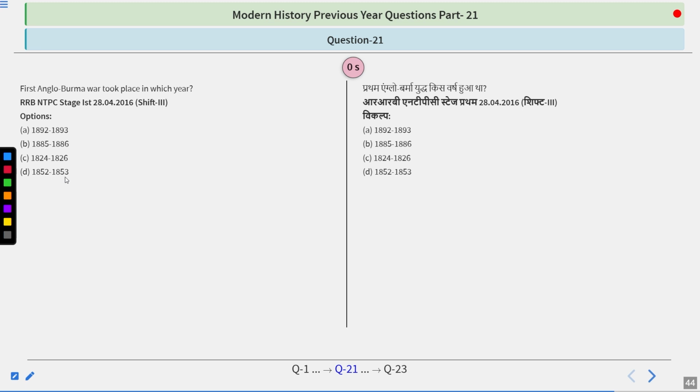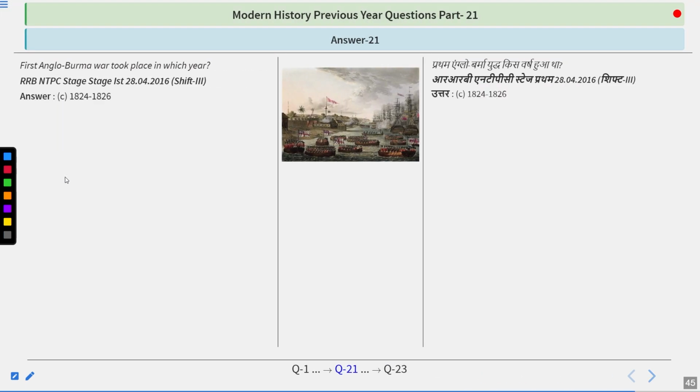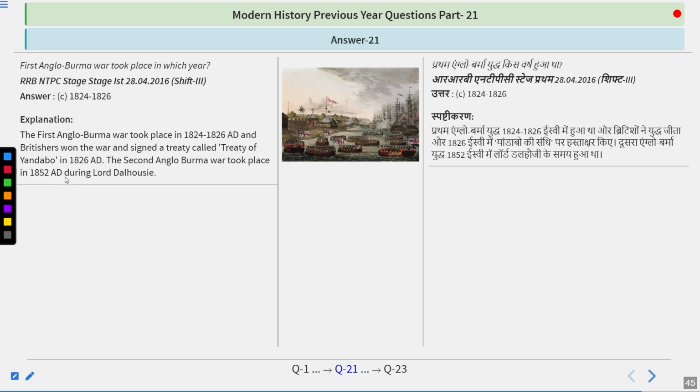And I guess once again the answer you are looking for is quite right, because the answer is 1824 to 1826. So the First Anglo-Burma War took place in 1824 to 1826, and the British won the war and signed a treaty called the Treaty of Yandabo in 1826. The Second Anglo-Burma War took place in 1852 during Lord Dalhousie's tenure. The answer is 1824 to 1826.